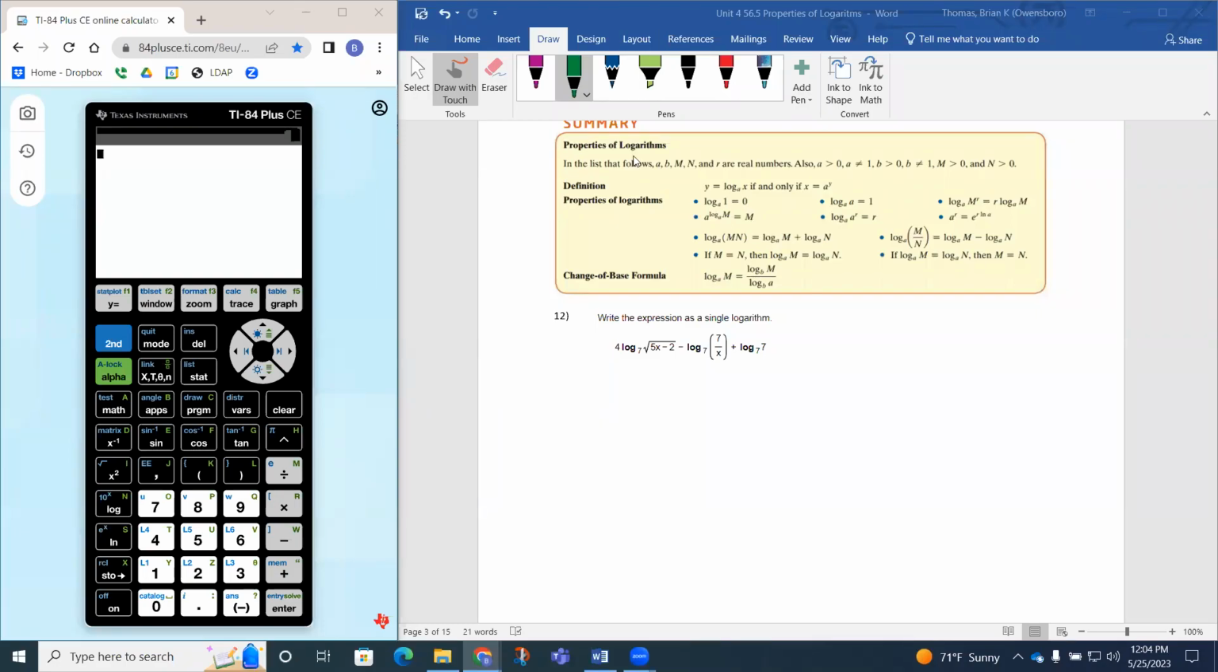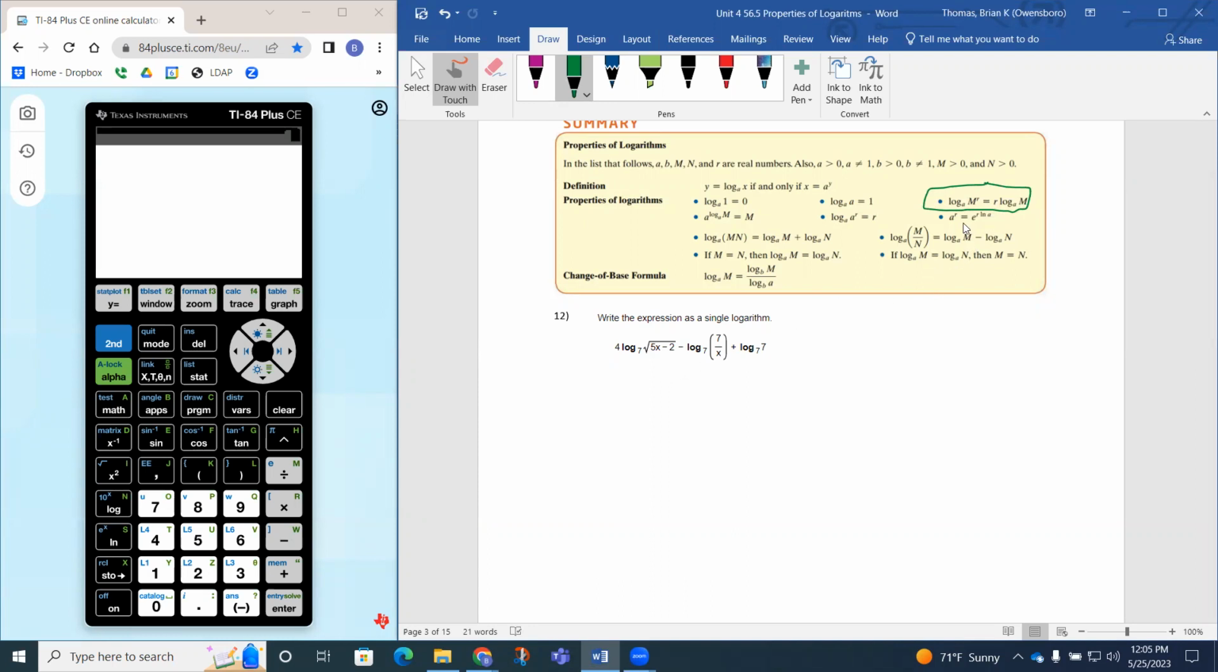So question 12 says write the expression as a single logarithm. One thing I'm seeing, I have 4 times the log of 7 times the square root of 5x minus 2. So instead of using a radical, I think it'd be appropriate to raise this to the 1/2 power. This 4 is going to come back inside because of this property here. So that's kind of going on.